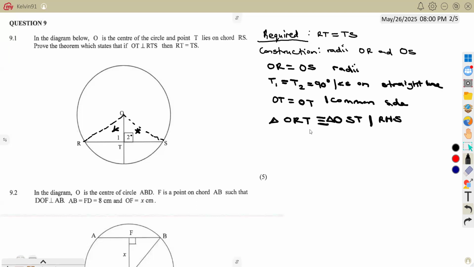So since these two triangles are congruent, we can therefore conclude that RT must be equal to TS. Why? Because the two triangles are congruent. Therefore, the corresponding sides must be equal.